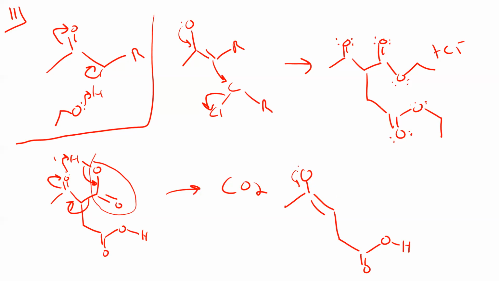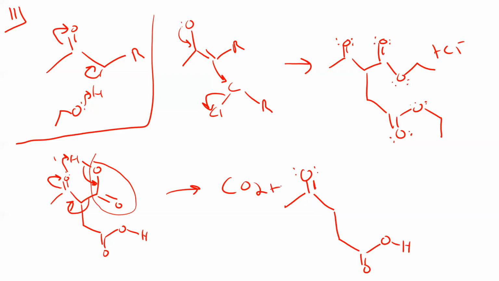So what I'm going to do is draw the final product. So we're going to have a keto group right here. We're going to get rid of that double bond because it's going to grab a proton. And it's going to grab a proton because we have acid in there. So this should be your final product then. You get CO2 plus this.